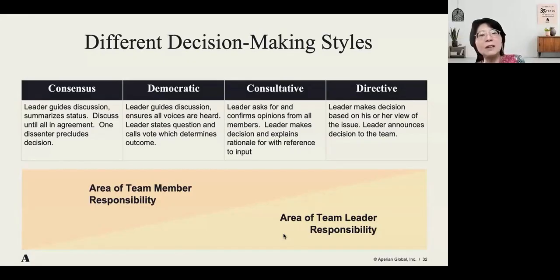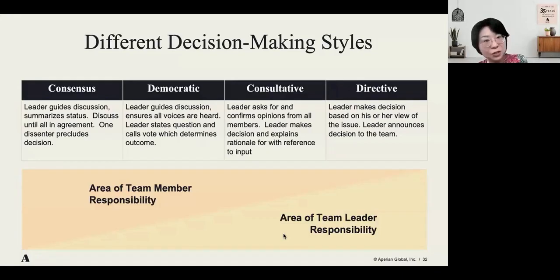Whereas in directive, the leader makes the decision based on his or her own view. So the team leader has a lot of responsibility, and team members have few. The key is, it's not that one style is best, but there are pros and cons to every decision-making style. Like consensus looks great, but it takes a lot of time. So this is not a good style if you have to make an urgent decision.